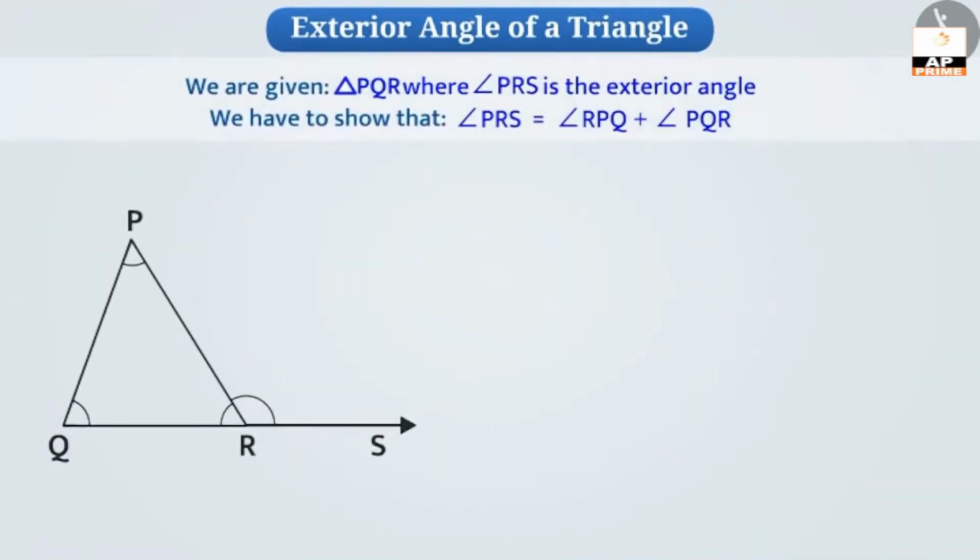Let's reconfirm this using a logical method. Here we are given triangle PQR where angle PRS is the exterior angle. We have to show that angle PRS is equal to angle RPQ plus angle PQR. To show this, we will draw line RM from vertex R parallel to side QP of triangle PQR. Here we can see that side QP is parallel to line segment RM and QS is a transversal. With this information, can you tell us the relation between angle PQR and angle MRS? Think for a while.